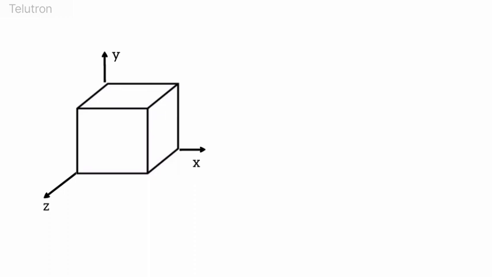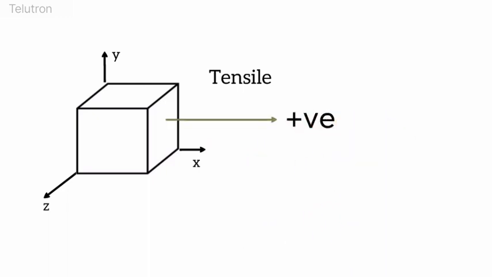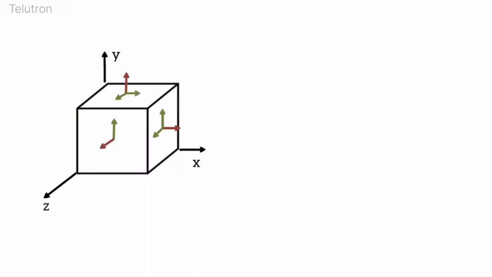There is one more sign convention. If the stress is tensile, or pulling outwards, it is positive, and compressive stress is represented with a negative sign. In every plane of the cube, there is one normal stress and two shear stresses.